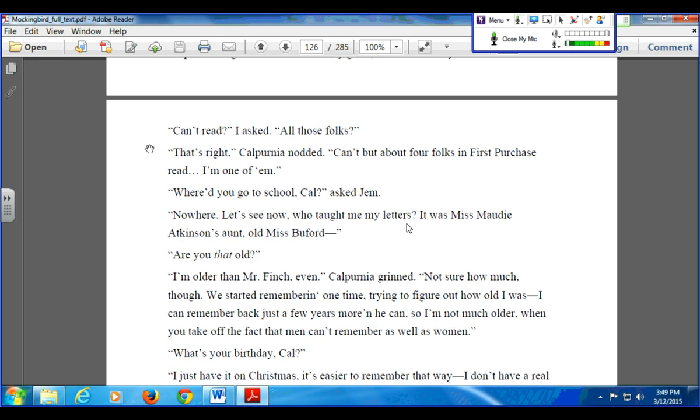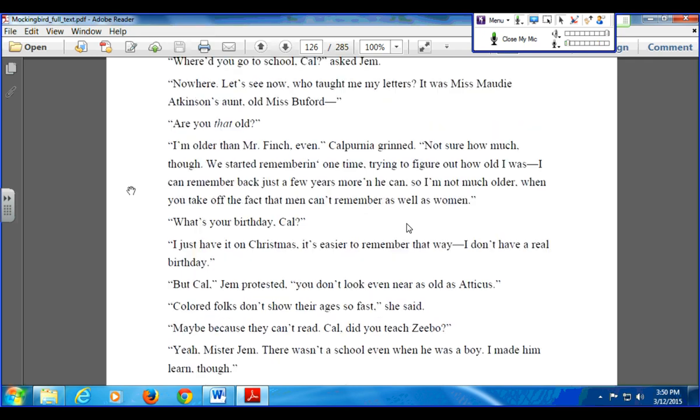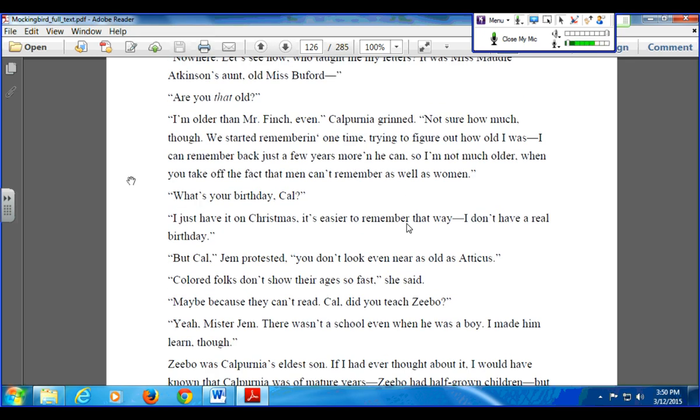Not sure how much older, though. We started remembering one time, trying to figure out how old I was. Remember back just a few years before you can. But not much older when you take out the fact that men can't remember as well as women. What's your birthday, Cal? I just have it on Christmas. It's easy to remember that way. You don't look as old as Atticus. Colored folks don't show their age so fast, she said. Maybe because they can't read. Cal, did you teach Zeebo? Yes, Mr. Jem. He wasn't in school even when he was a boy. I made him learn, though.